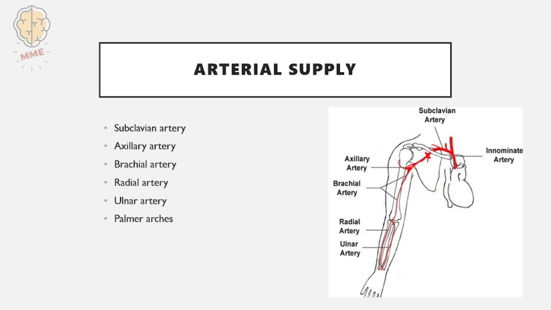Now, when this axillary artery crosses the lower border of the teres major and enters the arm, it is termed the brachial artery. Now this brachial artery, around the cubital fossa, terminates as the radial and ulnar arteries.